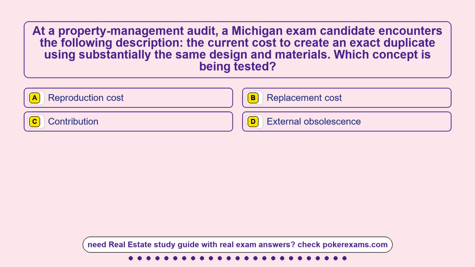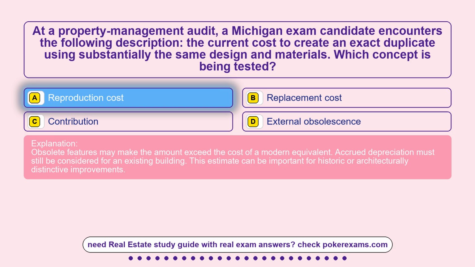Question 14. At a property management audit, a Michigan exam candidate encounters the following description: the current cost to create an exact duplicate using substantially the same design and materials. Which concept is being tested? Option A, reproduction cost. Option B, replacement cost. Option C, contribution. Option D, external obsolescence. The correct answer is option A, reproduction cost. Obsolete features may make the amount exceed the cost of a modern equivalent. Accrued depreciation must still be considered for an existing building. This estimate can be important for historic or architecturally distinctive improvements.